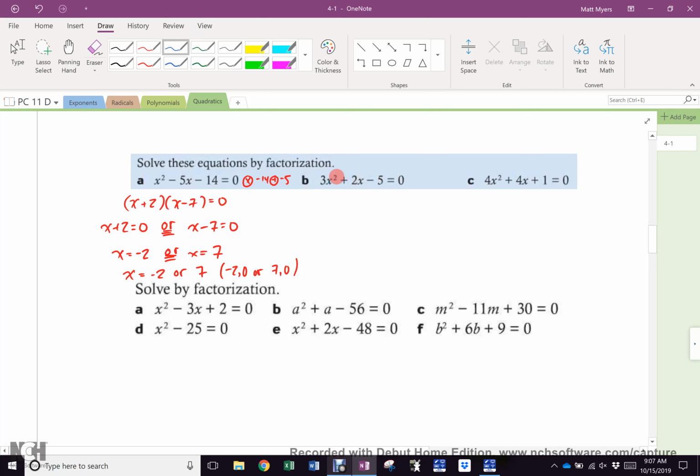It's got a squared. Once it has a squared, we know it has how many possible answers? 2, and it equals 0, so we can find the answer. What do I have to multiply to? Negative 15. And what do I have to add to? 2. What is it? Negative 3.